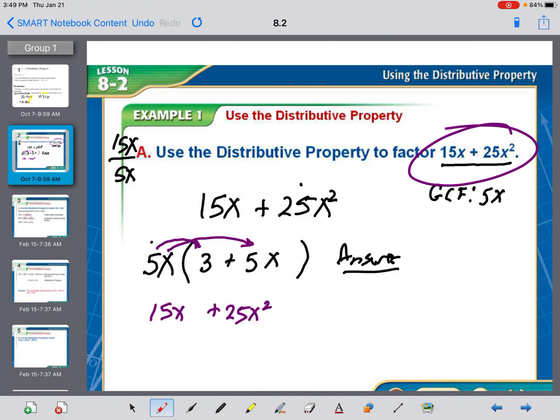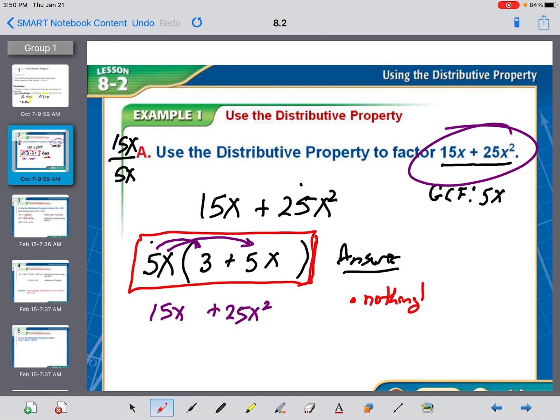Okay? That's really good. Now, I want to say this. When you factor, and that's what we did here, we factored, we undistributed, because I just used the distributive property to distribute it back. But this is the answer in the red box. But when you take out the GCF, two things have to be true.